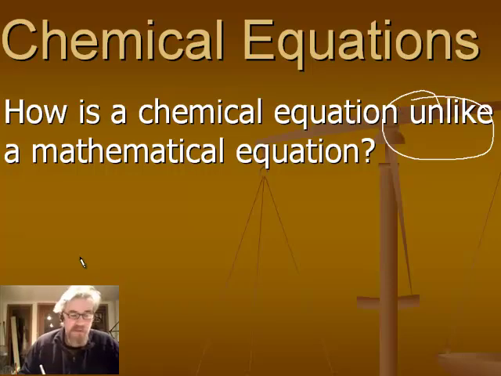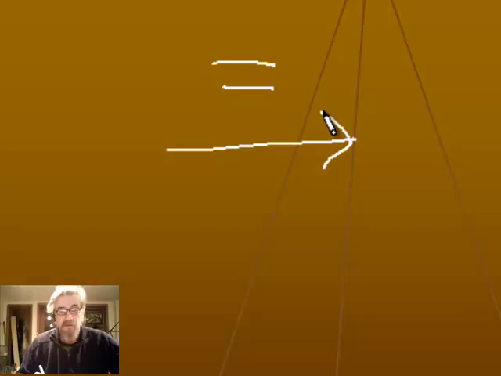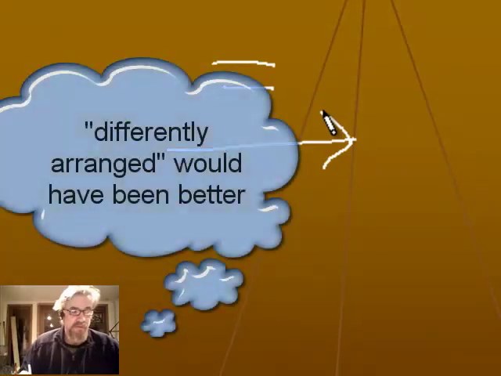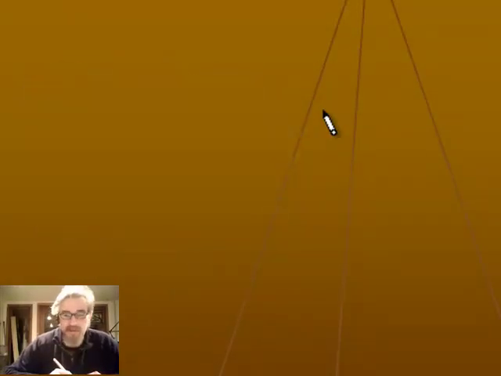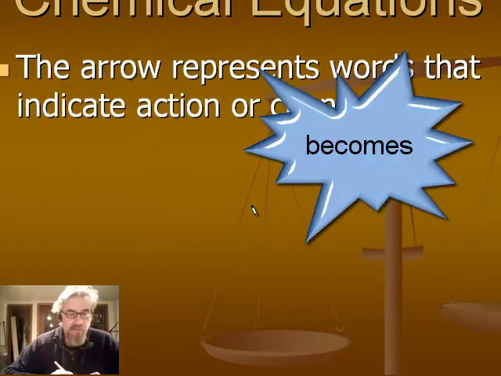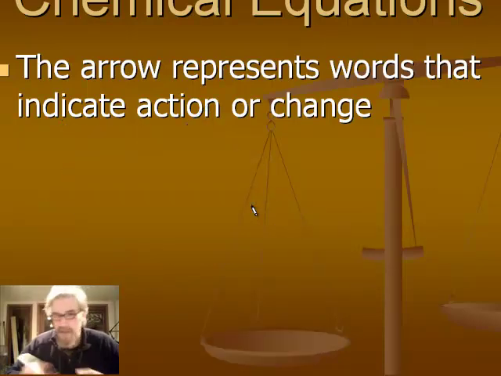The other question you could ask is, how is a chemical equation unlike a mathematical equation? The main difference is where an equal sign exists, in a chemical equation we have an arrow because we're really describing a change, and this arrow indicates that there's change taking place. It's not a static equality. It's a representation of the same atoms but differently formed. The arrow represents words that indicate action or change. Words like forms or becomes, produces, releases, liberates. We hear words like that that indicate there's some action taking place.